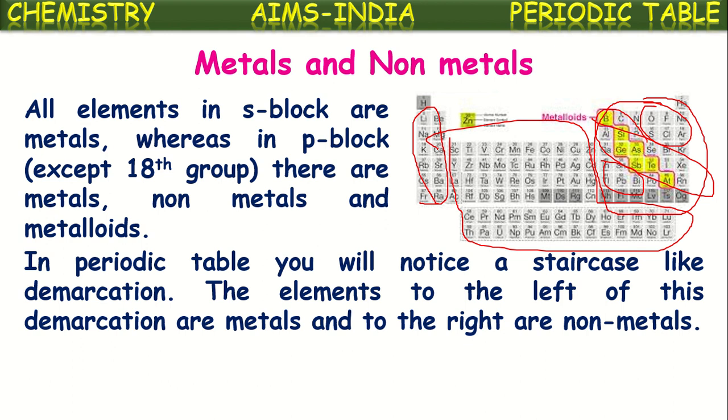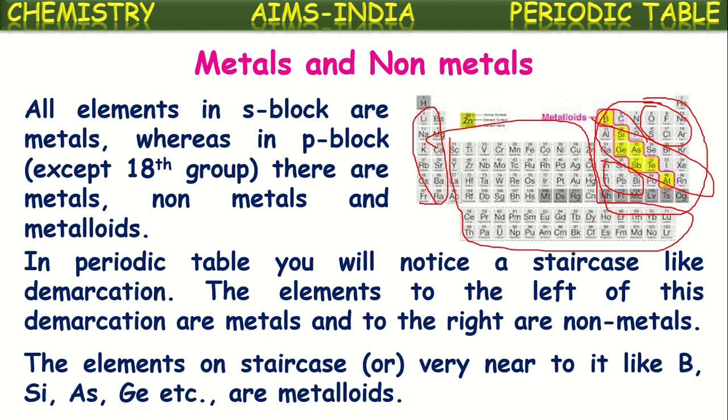In the periodic table, you will notice a staircase-like demarcation, isn't it? See this staircase-like representation. The elements to the left of this demarcation are metals. These all are metals, and the right side elements are non-metals, and the elements represented in this staircase are boron, silicon, germanium, arsenic, antimony, tellurium, and astatine. These elements are called metalloids because these elements exhibit the properties of both metals and non-metals. That is why these are specially called metalloids. Okay, the elements which possess the properties of both metals and non-metals are called metalloids. Okay, this is about some features of the modern periodic table.